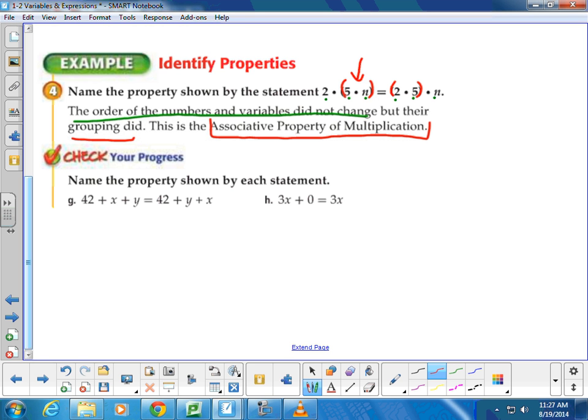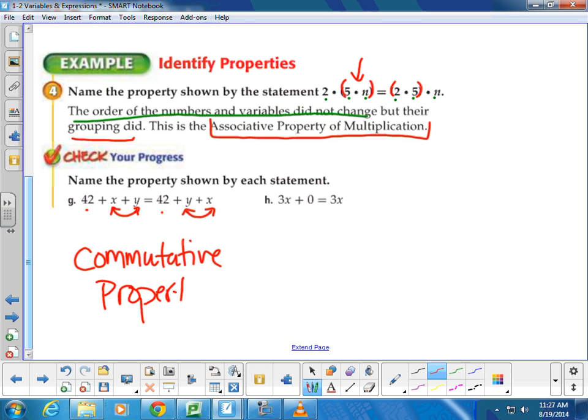Then you can try the bottom two, G and H. We would write out a sentence occasionally. What I notice is that I have 42 x and y, and 42 y and x. So I notice that these two, x and y, flipped positions. Since they moved, this one's going to be commutative. It's kind of a fun word. Commutative property. And what operation would it be? Well, I see an addition sign, so it's going to be of addition.